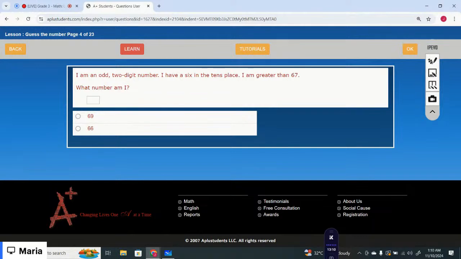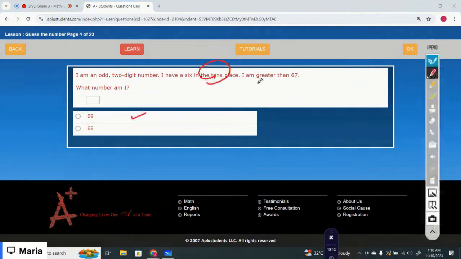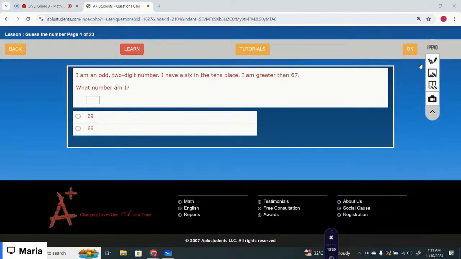69 it is because you can see the last thing. I'm greater than 67, right? So the number that is greater than 67 is 69. 69 it is, not 67. Read the complete question. Be very, very careful. The correct option is 69. Option number 1 is the correct option.